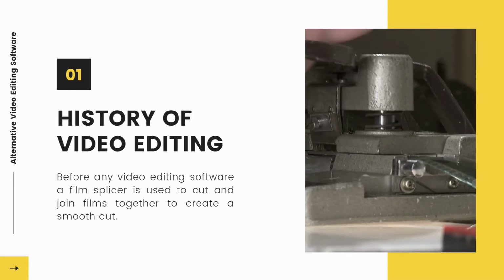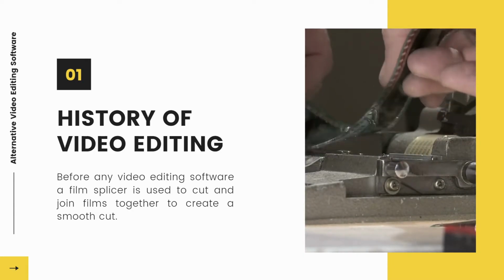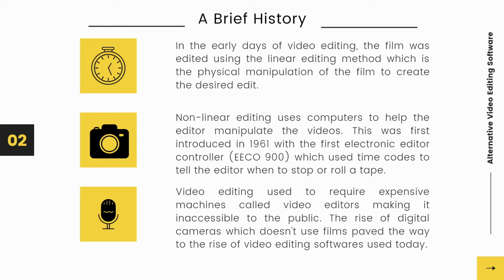Before any video editing software, a film splicer, just like in the video shown, is used to cut and join films together to create a smooth cut or transition. In the early days of video editing, the film was edited using the linear editing method, which is the physical manipulation of the film to create the desired edit.